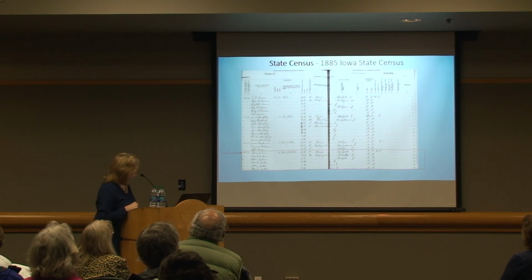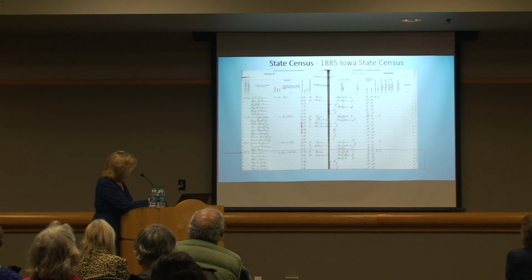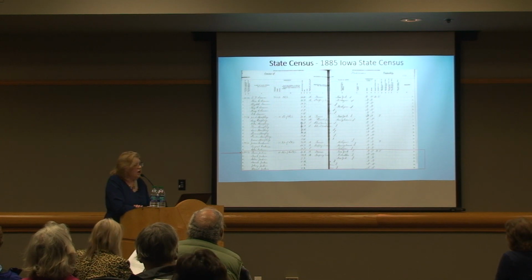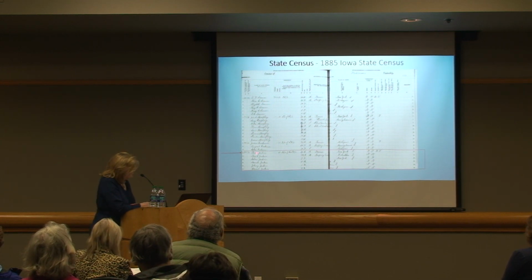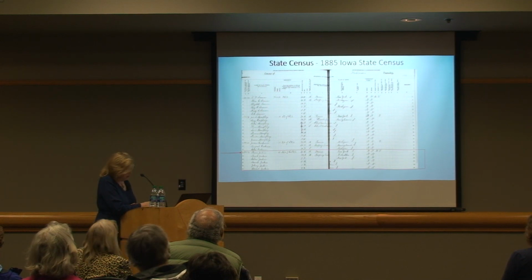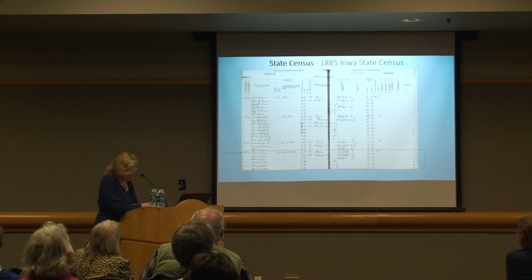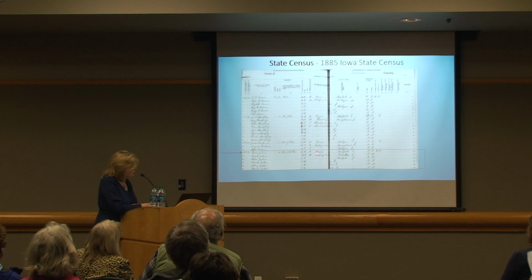So this is 1885, and here we find Thomas Jenkins and his family. We find the name of the individuals in the family. We find out where they live. We have the age, the sex, and the race, and the marital status of each person. We have his occupation.